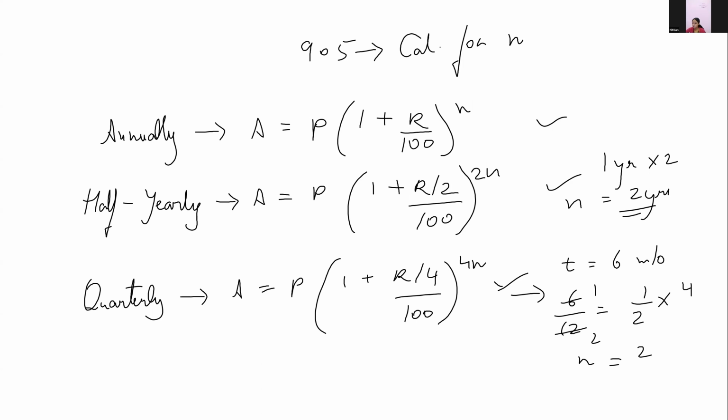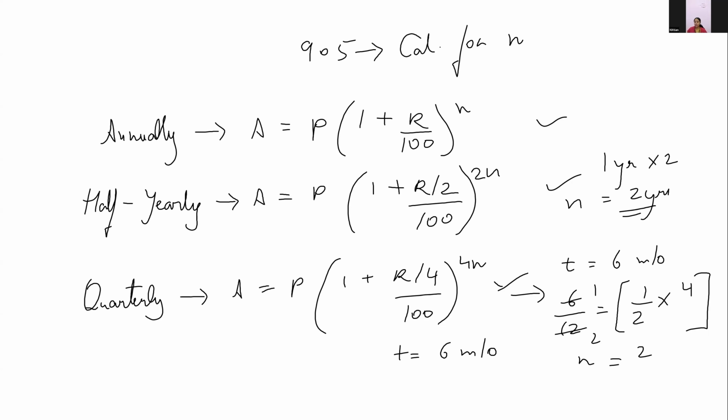No. I have already multiplied this half by 4 here, Abraham. No, ma'am, but you have put 2n. So will I multiply that with the answer? Abraham, I'm having time as 6 months, and it is quarterly. That's why you said quarterly. Yes, quarterly.